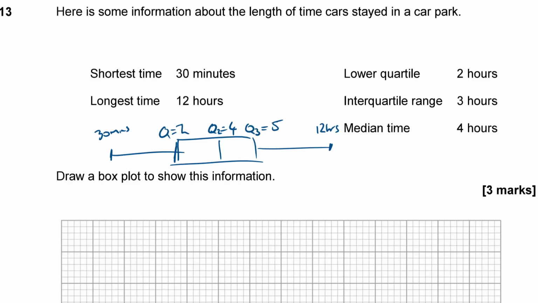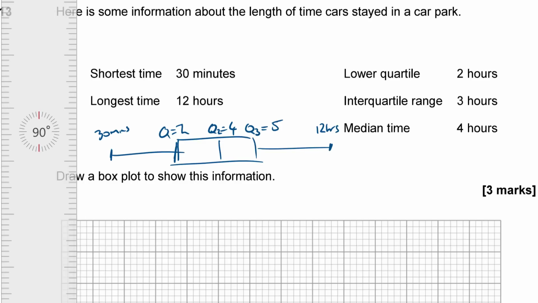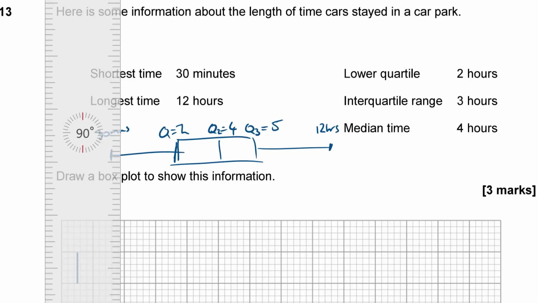Okay, so we're going to mark all those values on. So time to get the ruler out. Right, so I'm going to draw a line at 30 minutes, which is half an hour. So that's going to be halfway between 0 and 1. Now you should be drawing this in pencil. I'm going to use blue ink because my pencil won't show up very well. But all diagrams should be done in pencil.